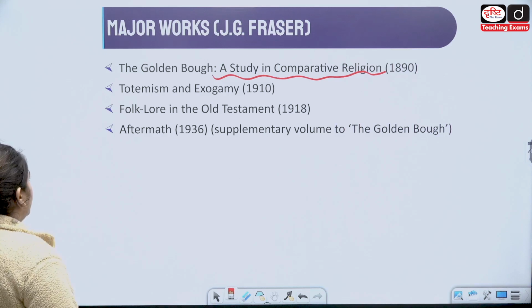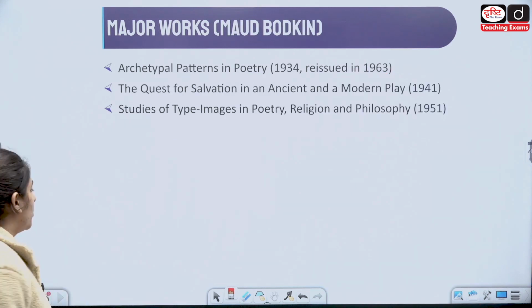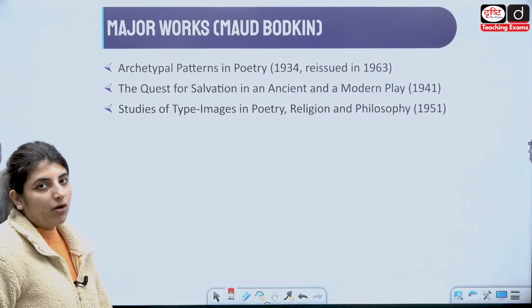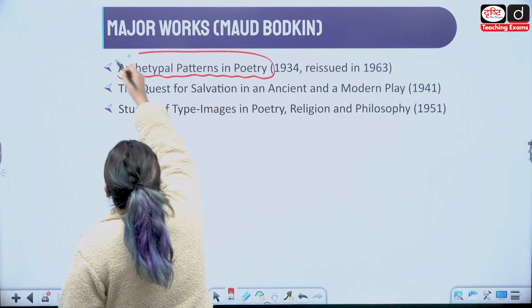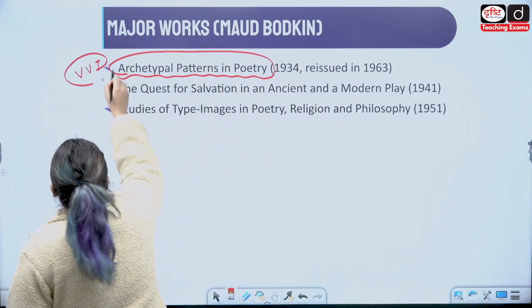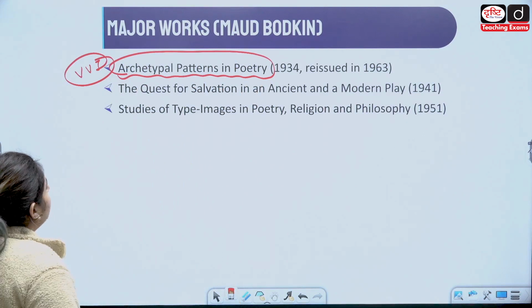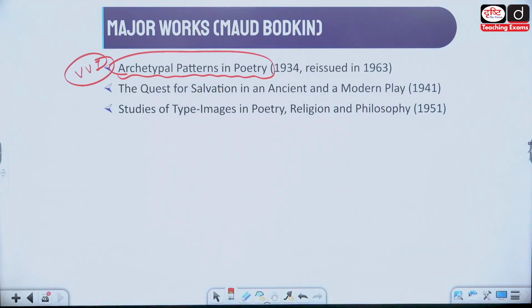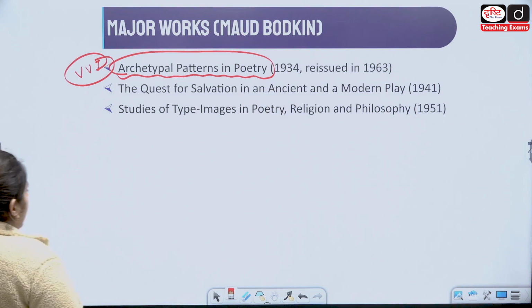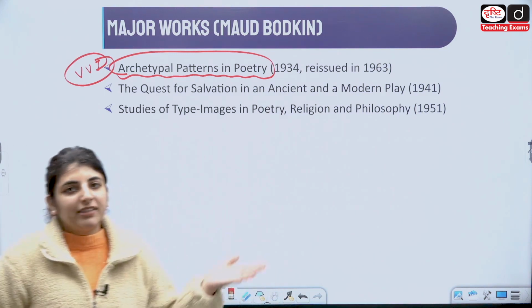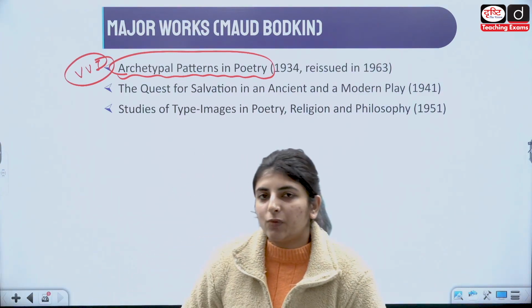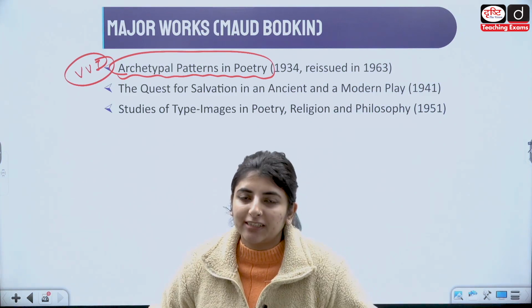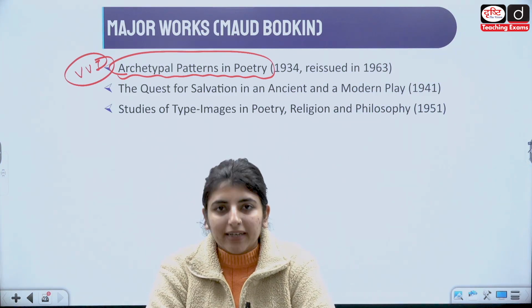And moving forward, we have Maud Bodkin, who is the last of these particular people. Her work, Archetypal Patterns in Poetry, is very, very important and famous. The Quest for Salvation in an Ancient and a Modern Play, Studies of Type Images in Poetry, Religion and Philosophy. Right? So you can pause it down again and note them down for your further reference when it concerns archetypal criticism. With this, we are done with archetypal criticism.